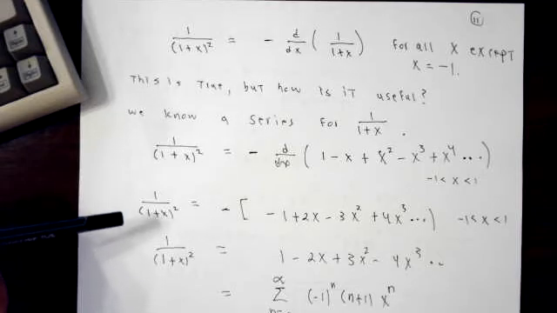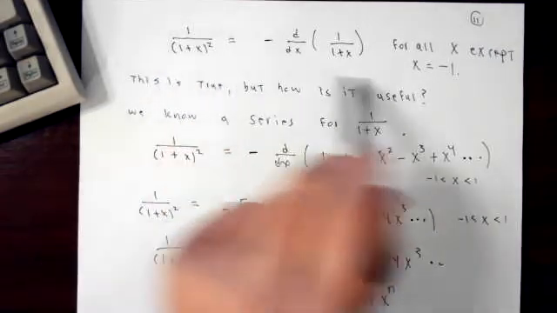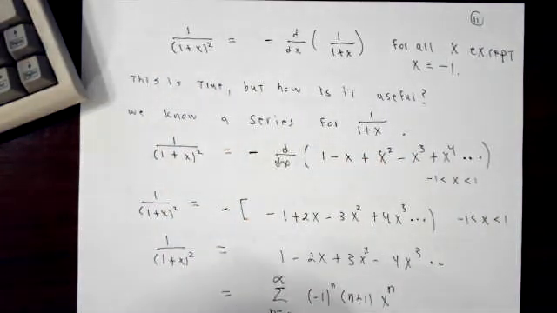1 over 1 plus x quantity squared is, after I bring the negative sign inside, 1 minus 2x plus 3x squared minus 4x cubed, and so on, which you can write in summation notation this way. Sometimes in textbooks and on tests, somebody will say that, and then you're supposed to find a power series for this. They're telling you how to do it. You're going to take some simple series that you know all about and basically differentiate it.